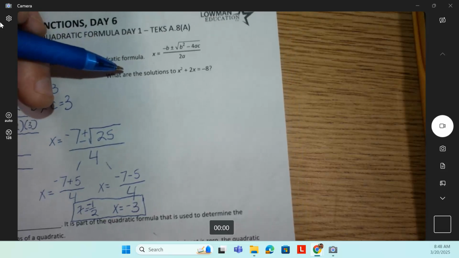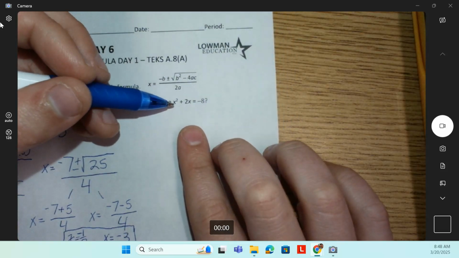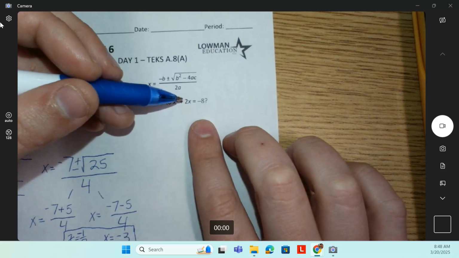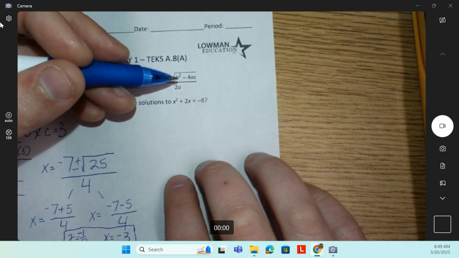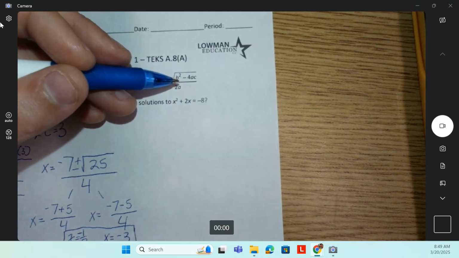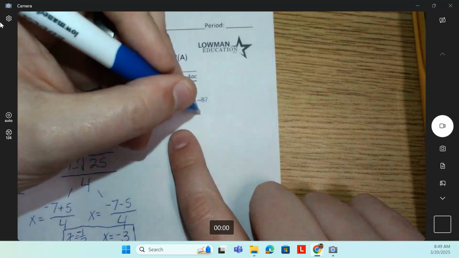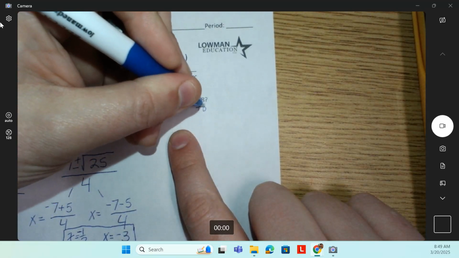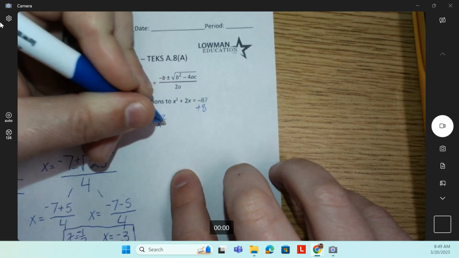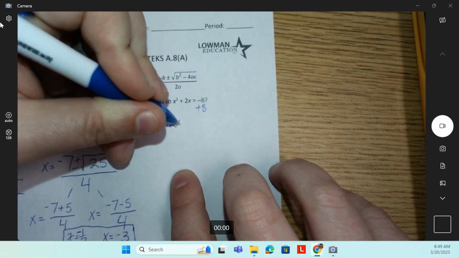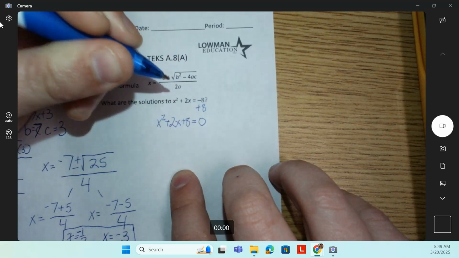So looking at one more, you will see them say x squared plus 2x equals -8. So I have a little bit of algebra I have to do there. I would have to get that -8 moved over to this side. To do that, if I add 8 to both sides, then I get x squared plus 2x plus 8 equals 0.